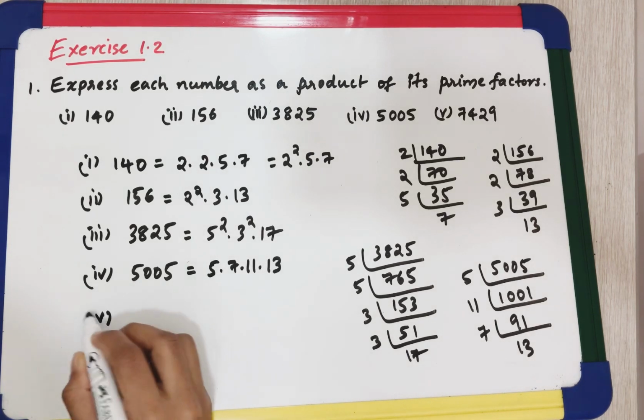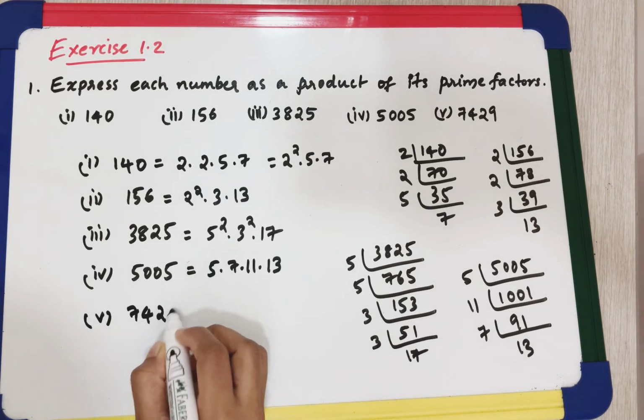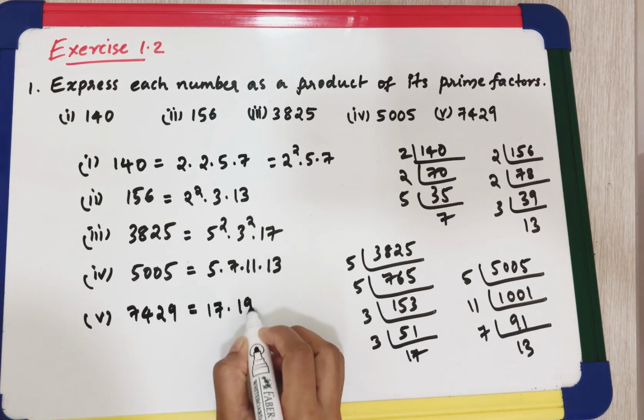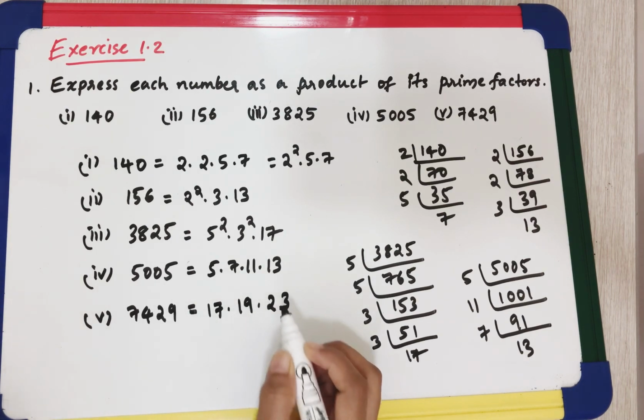Similarly, the last one, 7429. We get it as 17 into 19 into 23.